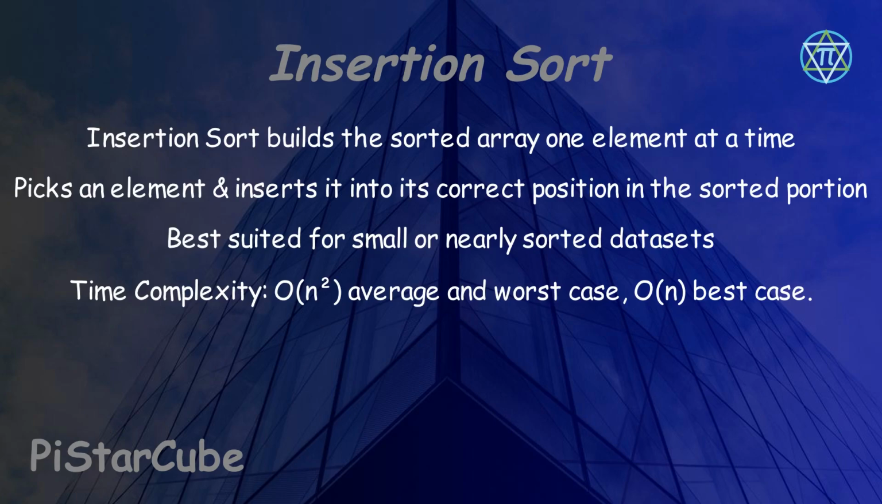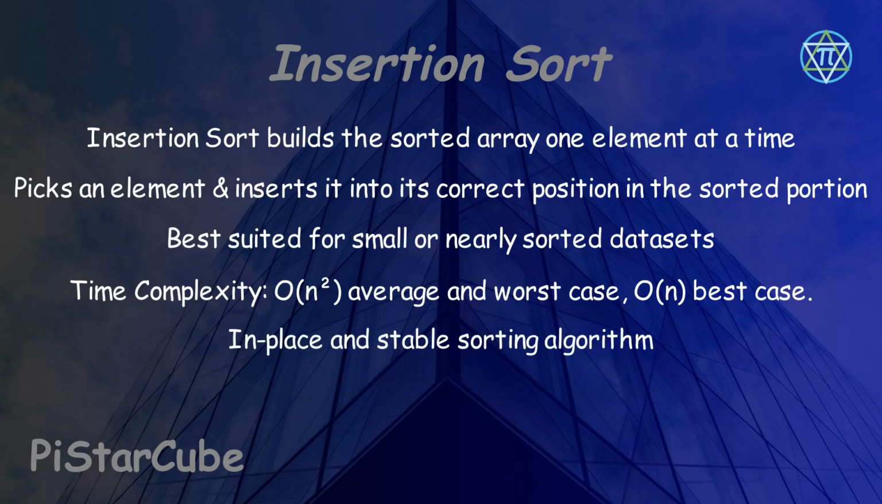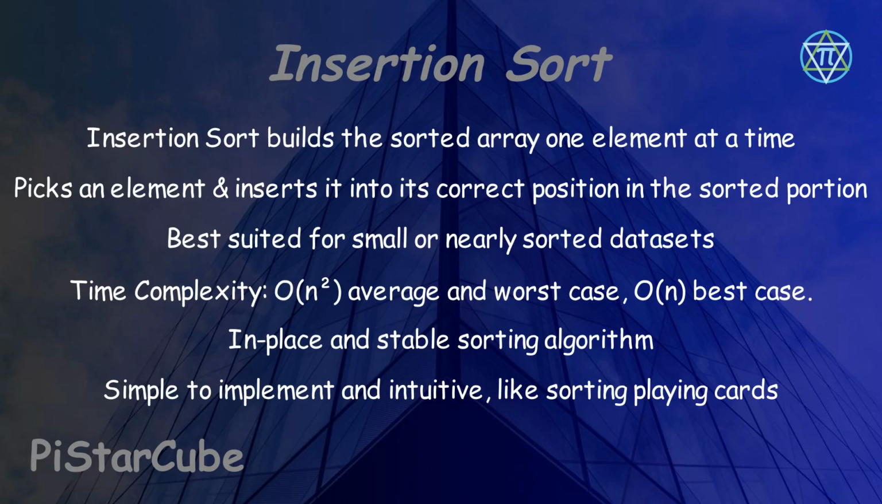Its time complexity is O(n²) in the average and worst case, but just O(n) in the best case. It's an in-place and stable sorting algorithm, meaning it doesn't use extra space and maintains the order of equal elements. Overall, it's simple to implement, just like sorting a hand of playing cards. Now let's move on and watch how it actually works with a visual animation.